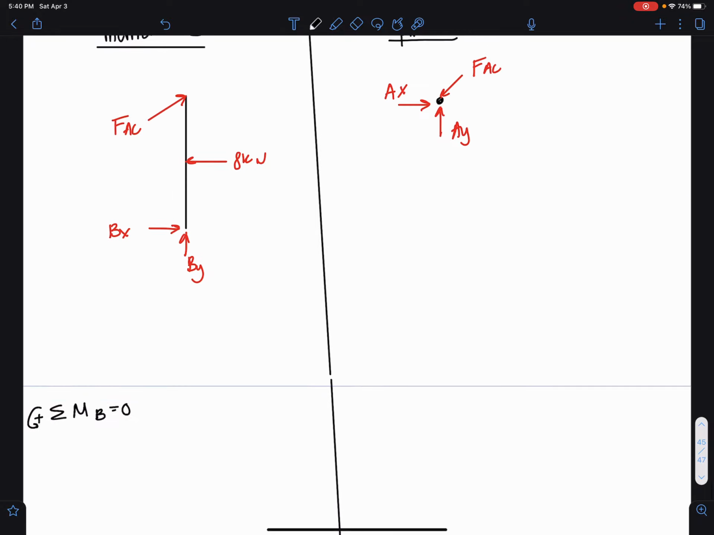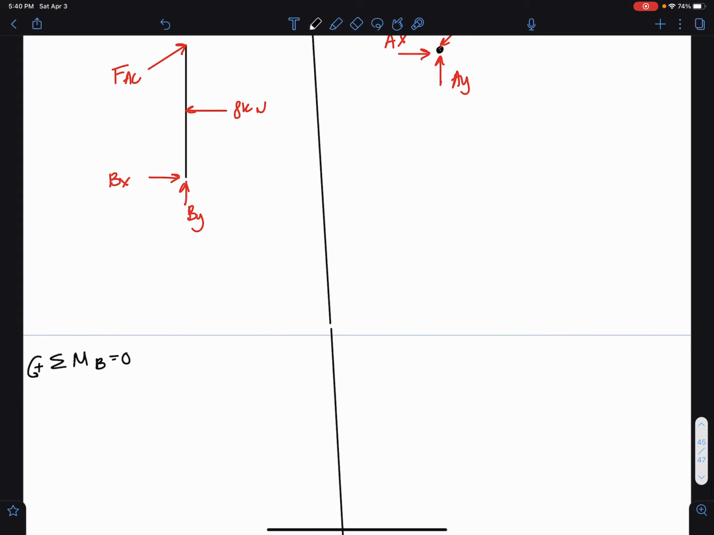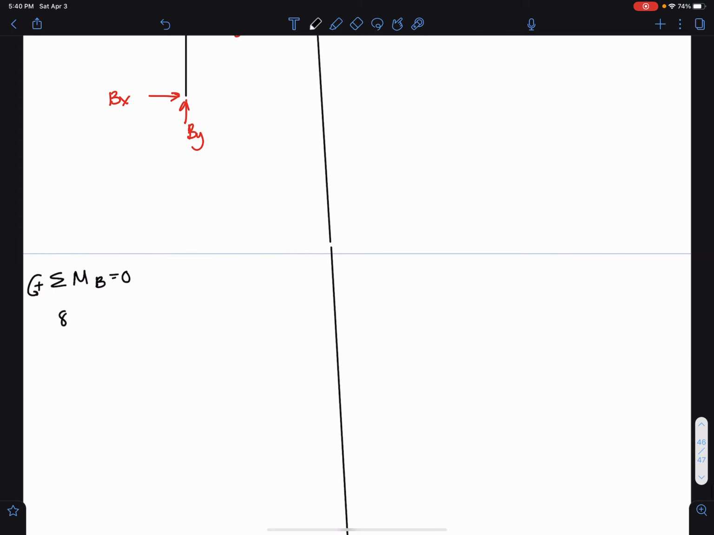So here, let's sum moments about point B, set that equal to 0, assume counterclockwise is positive. We have the 2 times the 4, which is the 8, that 8 kilonewton resultant, times a moment arm of 2, minus the component FAC times 3 over 5 times 4. And we're going to set that equal to 0, and we can directly solve for FAC as 6.67 kilonewtons.